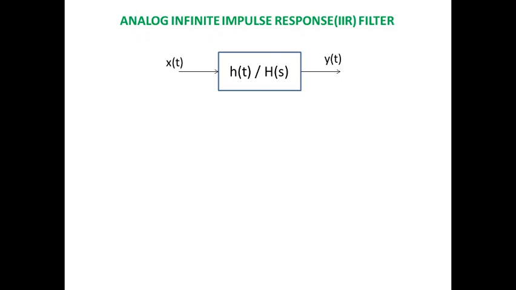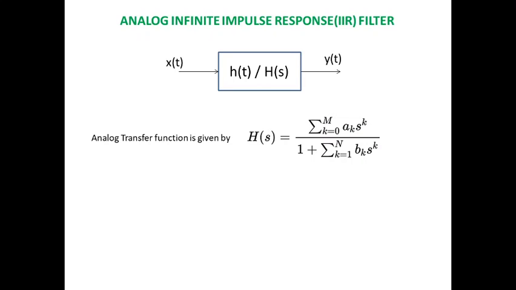For example, you give just one sample of input to that system, and further on, even if you don't apply input, the filter will be continuously producing output. This is because a feedback is always present in an IIR filter. When you apply Laplace transform to this differential equation, we determine the analog transfer function, which is given by H(s) equal to summation k equal to 0 to M a_k s^k, divided by 1 plus summation k equal to 1 to N b_k s^k. So the denominator factor 1 plus clearly states that a feedback is always present in an IIR filter.